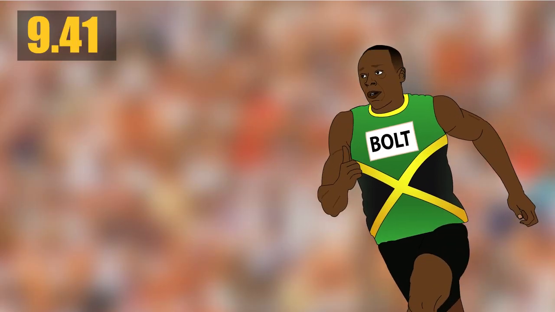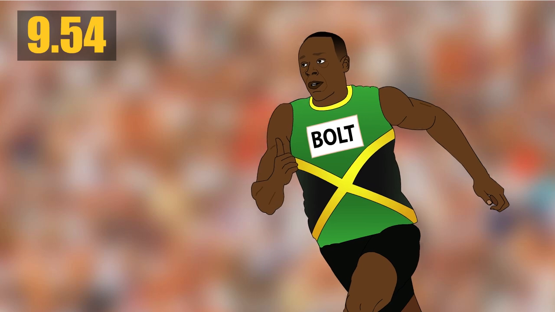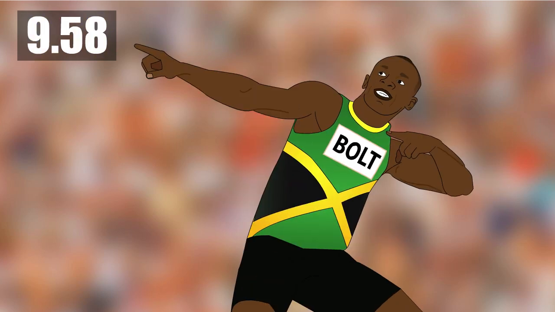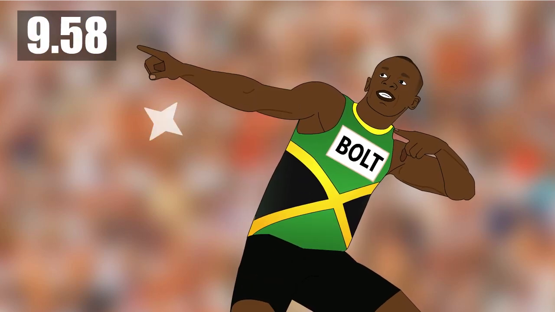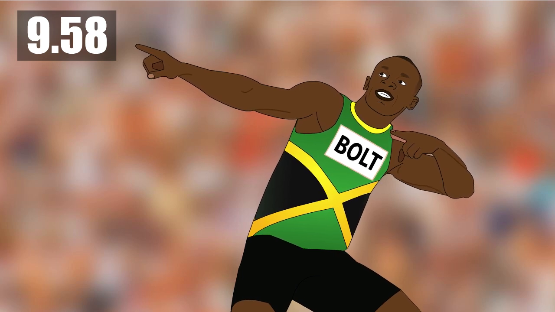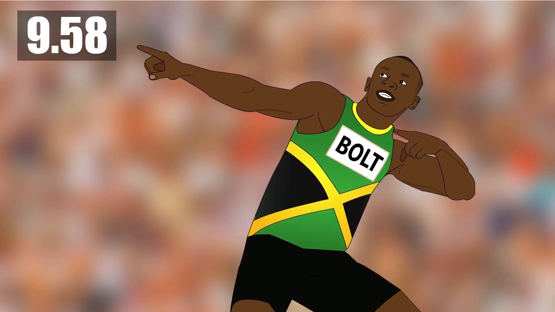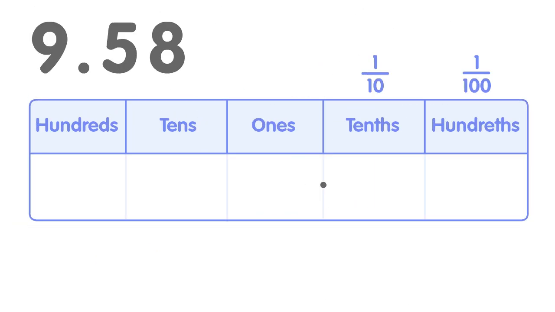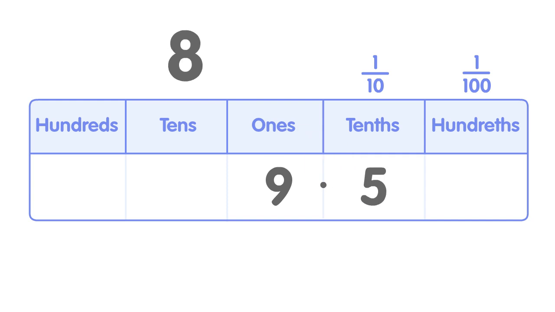In 2013, the world's fastest man, Usain Bolt, set a new world record time for running 100 metres. The time was 9.58 seconds. Usain Bolt's time was 9 whole seconds, 5/10 of a second, and 8/100 of a second.